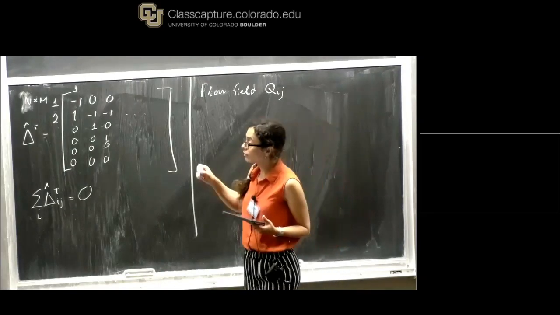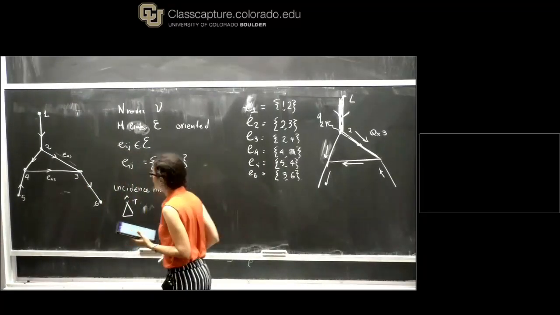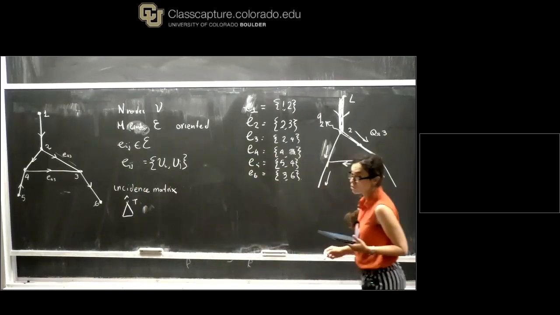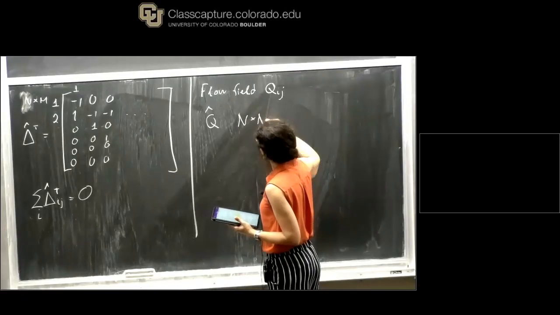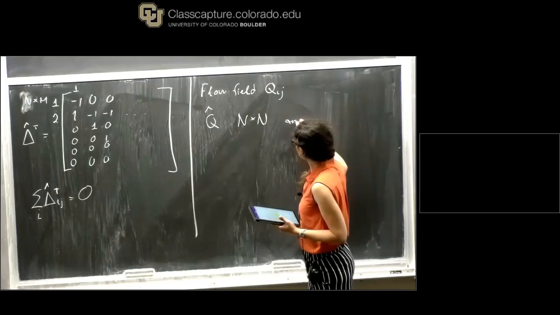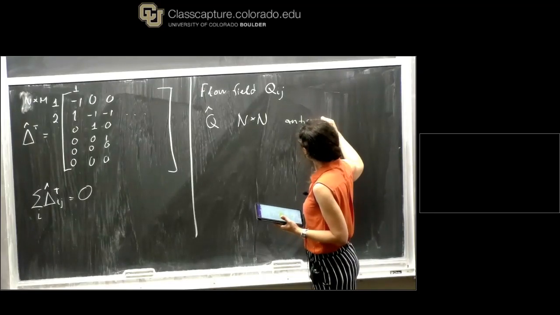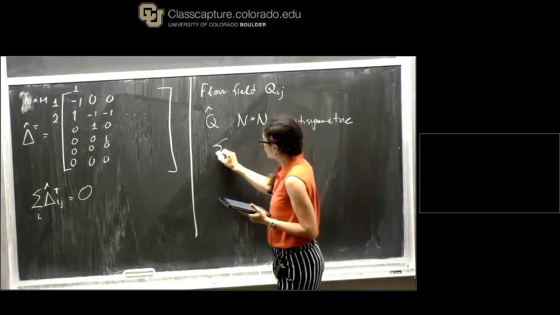Now if the flow is going according to the direction of the oriented edge, then that flow is positive. If the flow is going against the oriented edge, that flow is negative. So I can define this as an n by n matrix, which is actually antisymmetric.